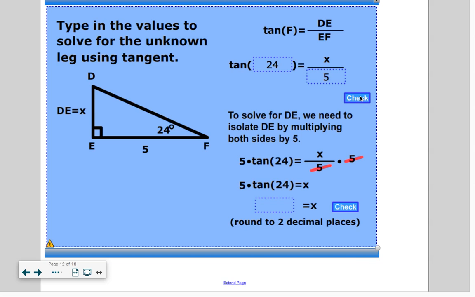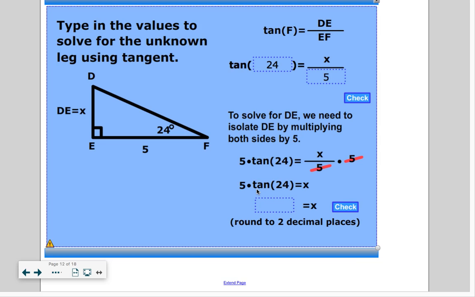If I hit check, it actually does all the work for us, but we're going to do a lot of that work a little bit later. To solve for DE, you're solving for x here, and I can see 5 is in the denominator. So like they did, I'm going to multiply both sides by 5. By multiplying both sides by 5, your 5's cancel, and it leaves you with x, so you type in 5 times the tangent of 24.